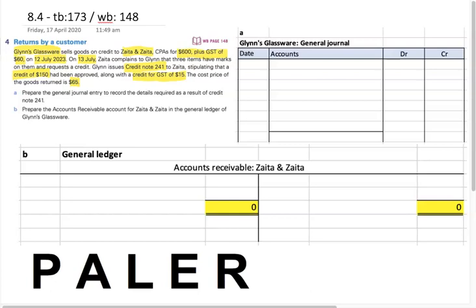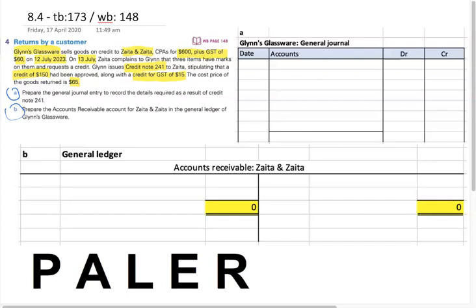What are we asked to do here? We're being asked to prepare a journal entry for the credit note. So we're going to be asked to work out the debits and credits for the 13th of July, and then work out and prepare the accounts receivable account for Zeta Zeta in the general ledger. We're going to try and work out how much Zeta Zeta owes us at the end of this month.